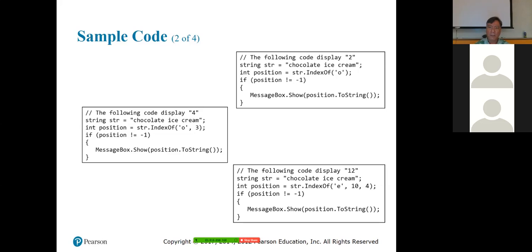Here's some more examples. The following code will display 2. We've got the string "chocolate ice cream", and we want to find the integer position, the index, of O. That would be here. So that's 0, 1, 2. It's the second index, so that's why it displays 2.